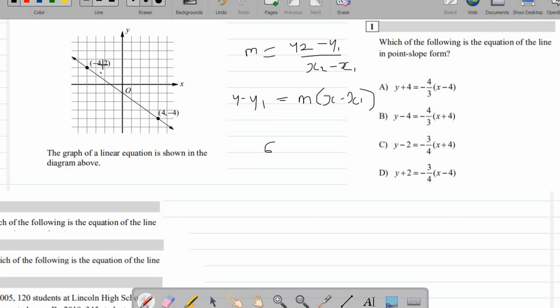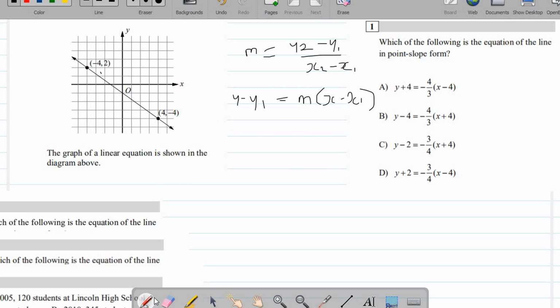Then we have minus 4 minus 4 here, that will give you minus 8. So you have 6 over minus 8. If you reduce that, you have 3 over minus 4, or minus 3 over 4. Anyhow you want to do that, negative 3 over 4, right? Alright, so if you have that as your slope, we're going to replace it here.